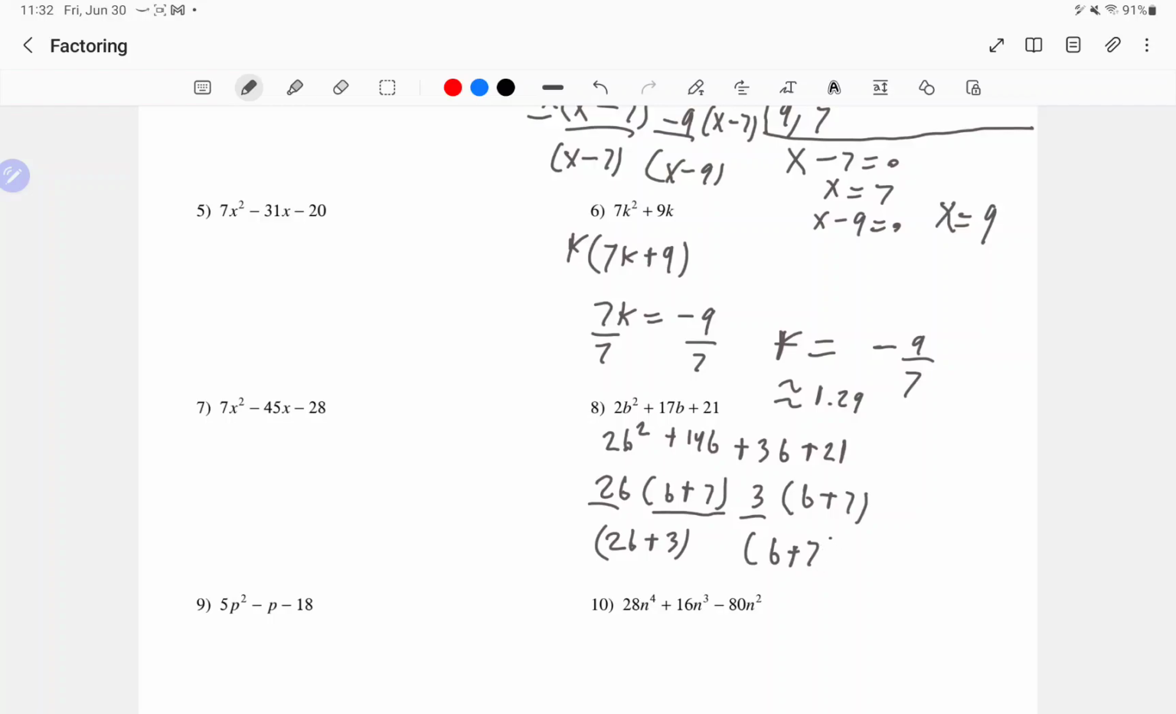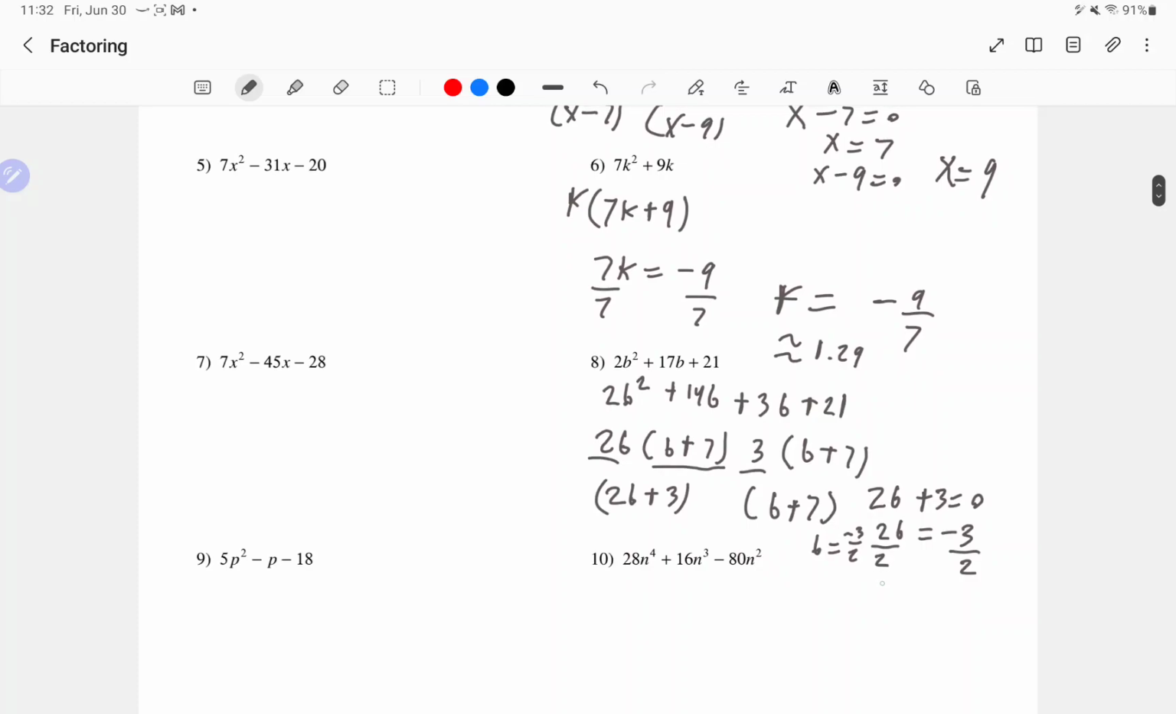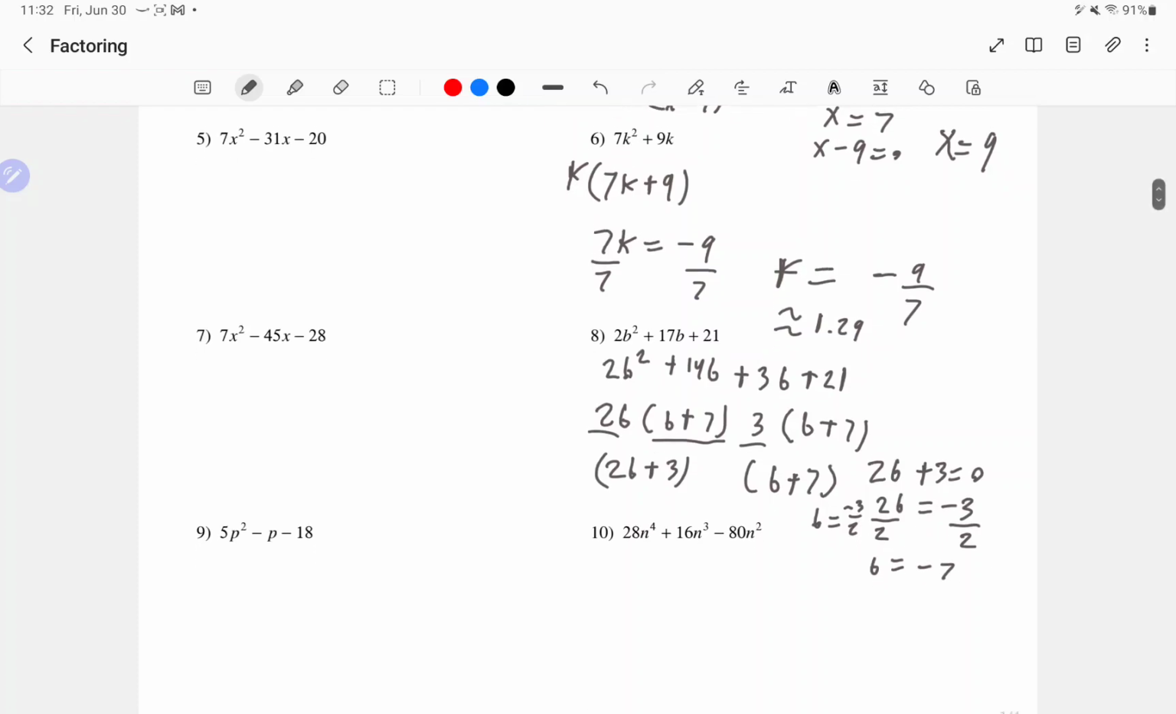That's our answer, right? And now we just have to turn these into x values. Now what you do here is you do 2b plus 3 equals 0, and essentially what that turns into is 2b equals negative 3, and then you divide by 2. So that's just b equals negative 3 over 2, right? That's one of them. Now you do b plus 7 equals 0, and that's just b equals negative 7. So our two values are b equals negative 3 over 2 and b equals negative 7.